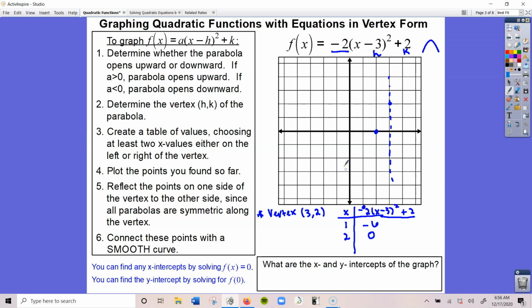And now I'm going to reflect these points on the other side. Since we're over here, we're going to plot this point there, and then this point over here. And then that would be my parabola. We connect, and always connect using a smooth curve. Remember that this has to look kind of like a U. It's not a V like absolute value, it's a U. So make sure that you connect it with a smooth curve.